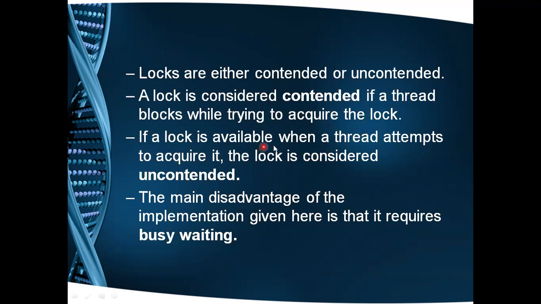If a lock is available when a thread attempts to acquire it, the lock is considered uncontended. That means now the lock is free. A process trying to enter the critical section can now acquire the lock. At that time, it is called uncontended. So here the main advantage is that busy waiting will be avoided. This is the advantage of mutex locks.